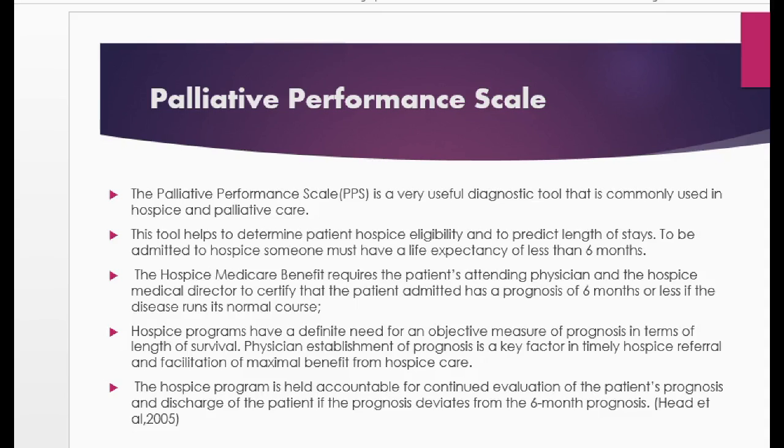Hospice programs have a definite need for an objective measure of prognosis in terms of length of survival. Physician establishment of prognosis is a key factor in timely hospice referral and facilitation of maximal benefit from hospice care. The hospice program is held accountable for continued evaluation of the patient's prognosis and discharge of the patient if the prognosis deviates from the 6-month prognosis.